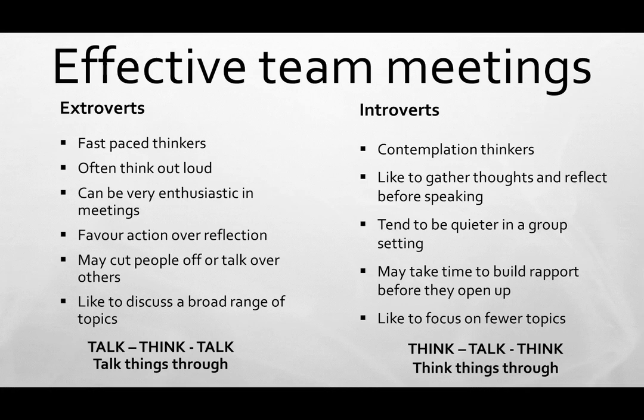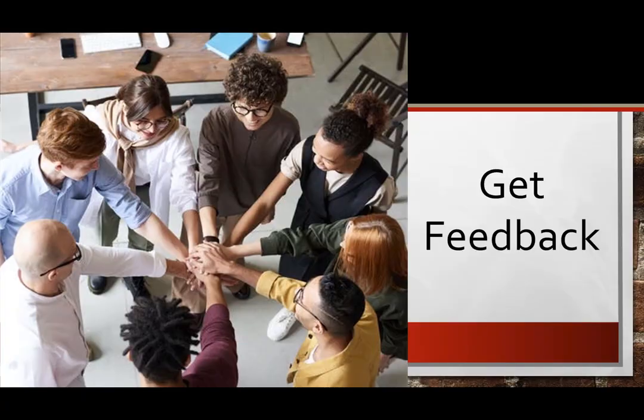Like to focus on fewer topics, and I like that for any team meeting. Too many topics can certainly make it a heavy or hard-work team meeting. So introverts think, talk, think things through. So that's an extrovert and an introvert in an effective team meeting. So just a simple way to think of it: how many extroverts do I have? How many introverts do I have in the meeting? And make sure you allow time and space for each of those.